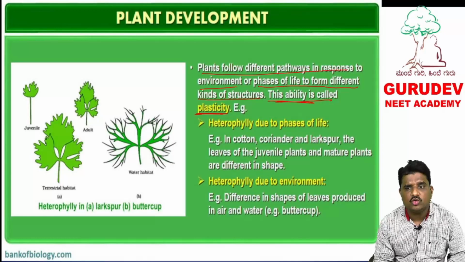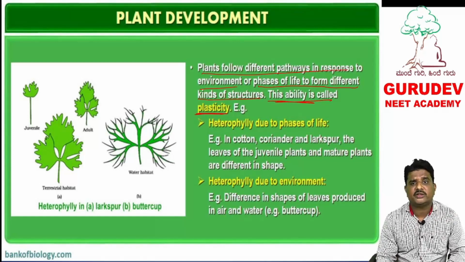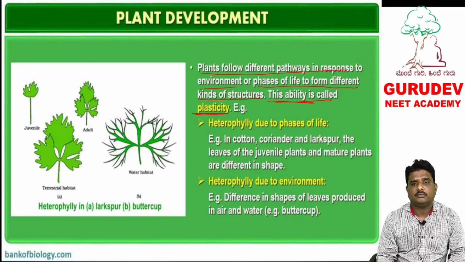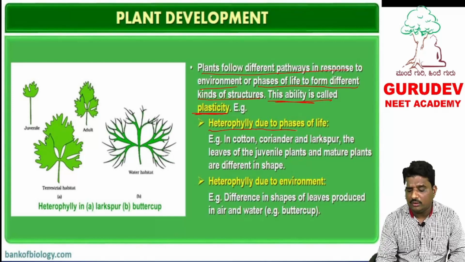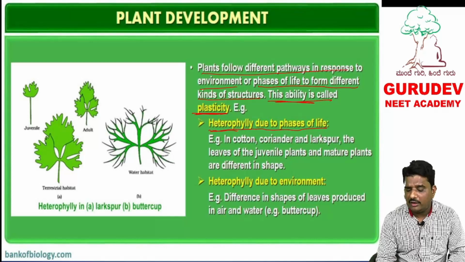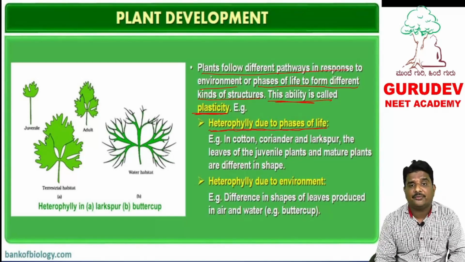Remember, plants follow different pathways in response to environment or phases of life to form different kinds of structures. This ability is called plasticity. Means what? For example, heterophily due to phases of life. Heterophily in plants means different kinds of leaves in a single plant in two different phases of life.